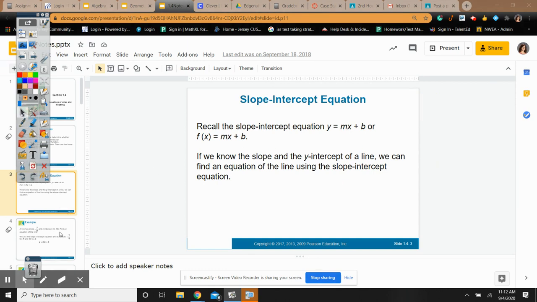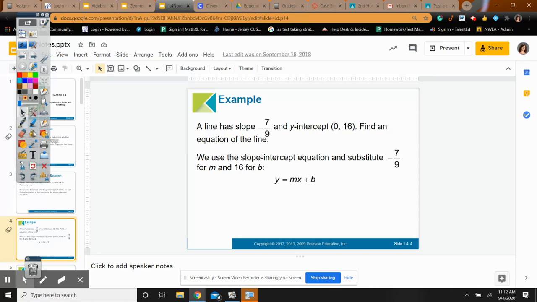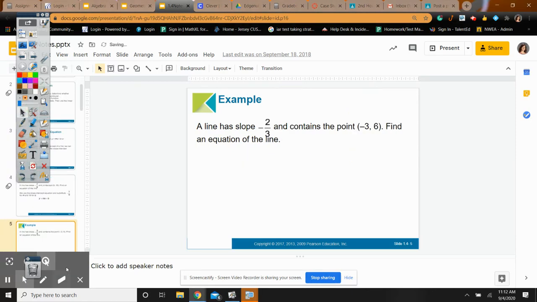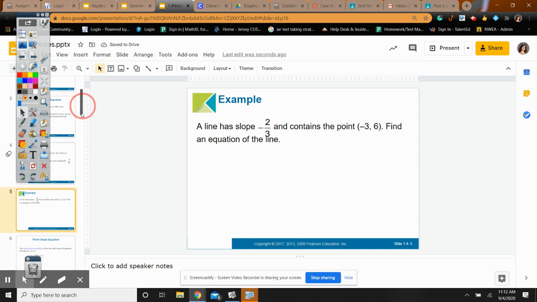So let's look at this first example, which is pretty easy and straightforward. A line has slope -7/9 and a y-intercept of 16. Find the equation. Well, this is a very easy one because they tell me the slope, which is the m, and they tell me the y-intercept, which is the b. All you need is m and b to write an equation of a line. So you go right to plugging it in. y equals -7/9 x plus that b value of 16. So that one was pretty easy, and it's going to get a little bit more tricky, of course, as it always does.